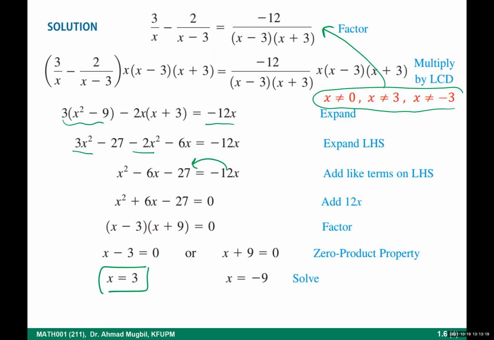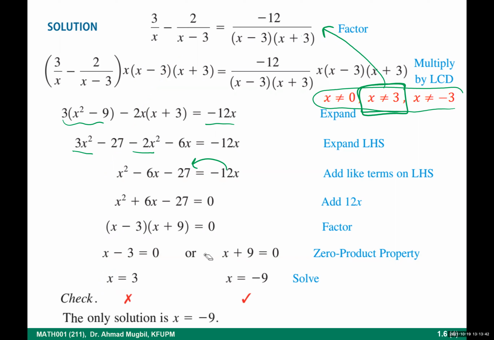You should reject this solution because we have a condition here and it was clear. Even if you forget, go back and check. It is always better to check. When you want to check that the left hand side equals the right hand side, you put x equals 3 here, and you will have a 0 in the denominator, which is undefined. So here we have only one solution, x equals negative 9. If you ask me about the sum of the solutions, I can't say negative 9. You have only one solution, so the sum is negative 9. The product is negative 9. The number of solutions is only one.